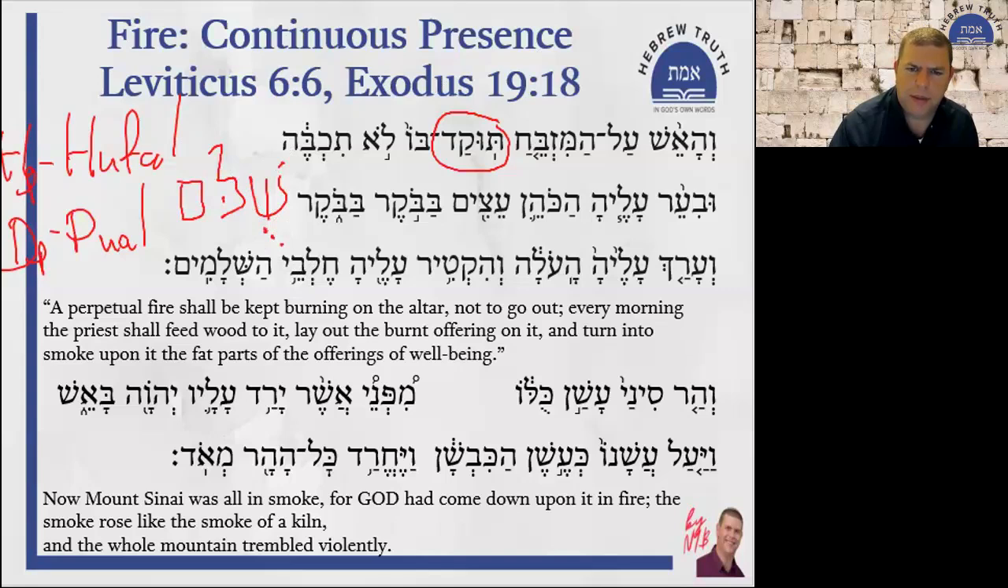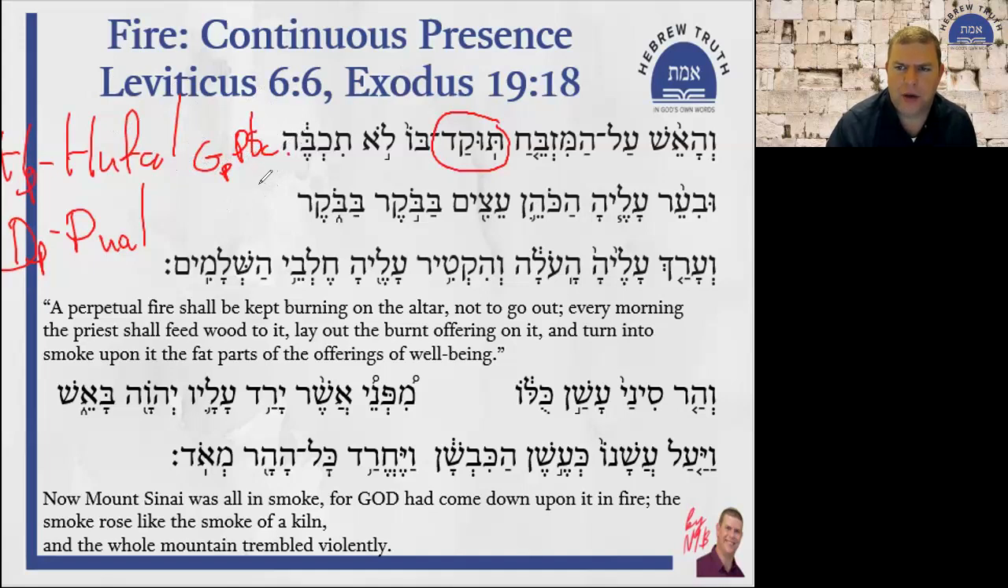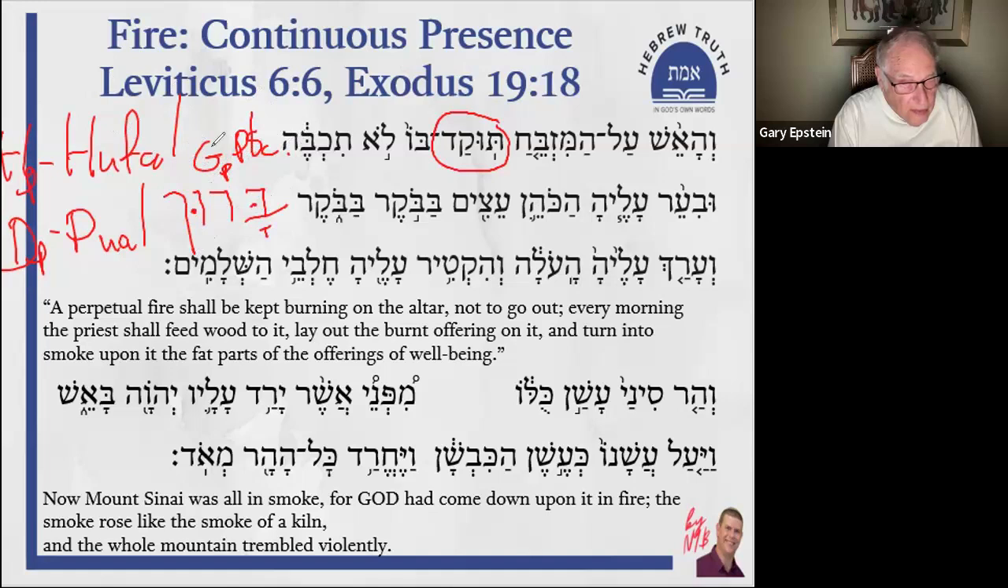And we also have the passive participle of the kal. G, P, if you will, participle. The G stem passive participle or the kal passive participle. And a good example would be Baruch. We know that word, right? What is Baruch? Blessed.